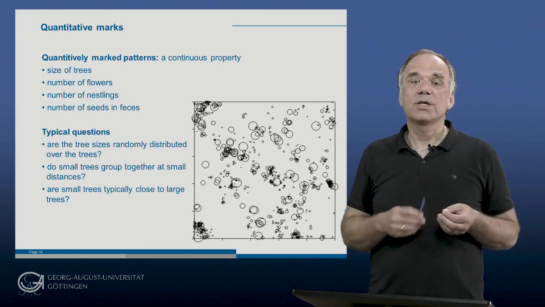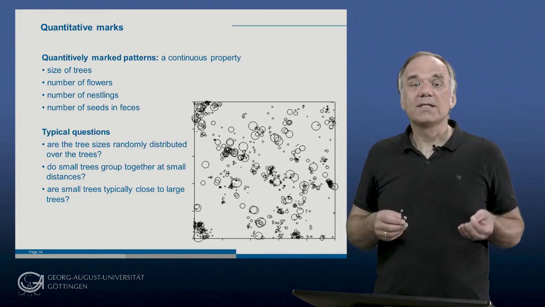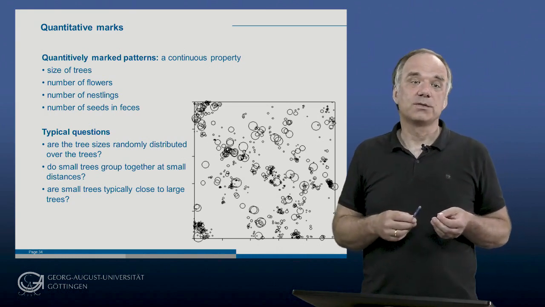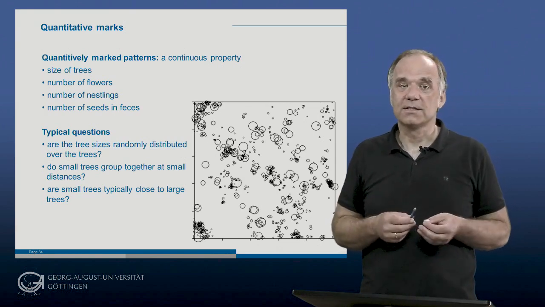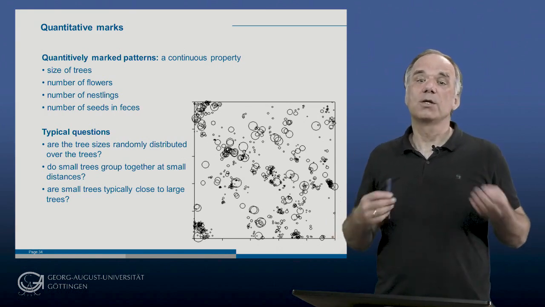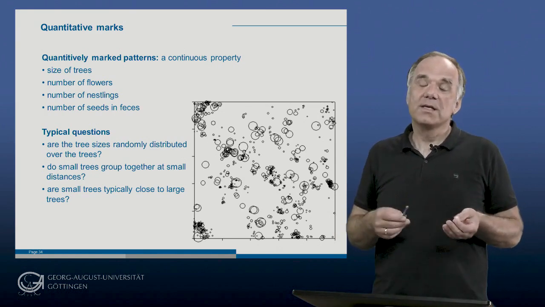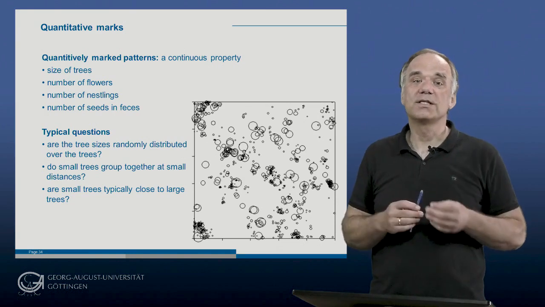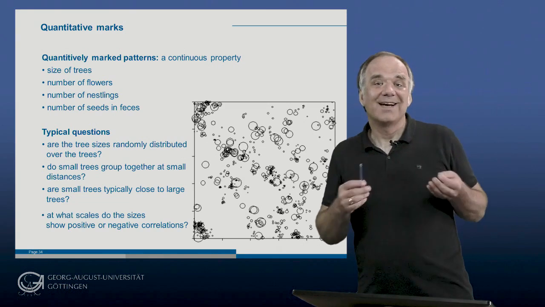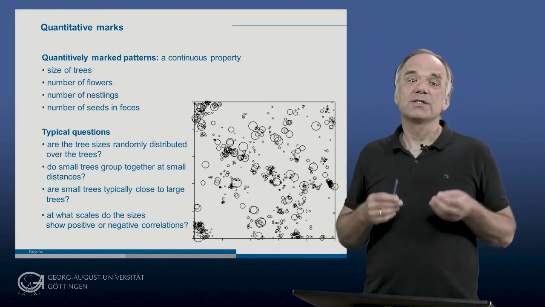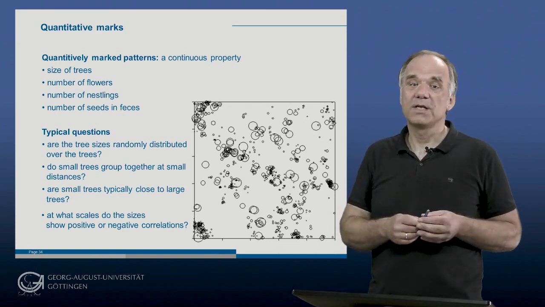Therefore, typical questions asked in this type of analysis are: are the tree sizes randomly distributed over the trees? Do small trees group together at small distances? Are small trees typically close to large trees? Or are seeds of species 1 typically placed close to seeds of species 2? Therefore, again, we can ask for these typical spatial scales where the number of seeds show positive or negative correlations.